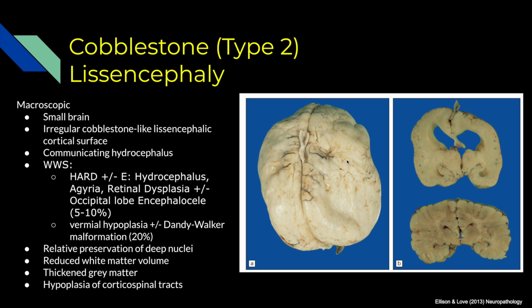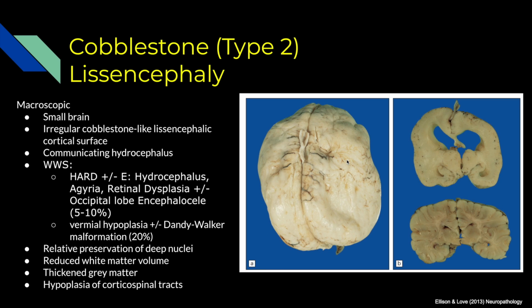Now, interestingly, deep nuclei are preserved, again, because this is not necessarily a defect of neural migration, but rather defects in the boundaries of where neurons will migrate to the cortex. So these deep nuclei, perhaps because they're not reliant on that reelin signal to stop in their correct location, actually form nicely, which is very distinctive from type 1.